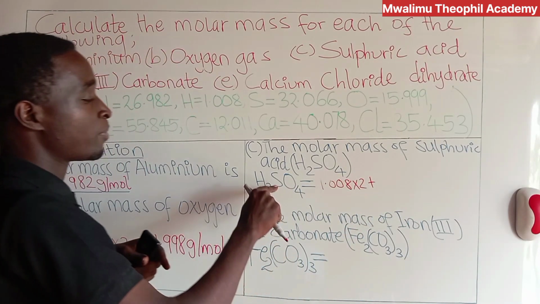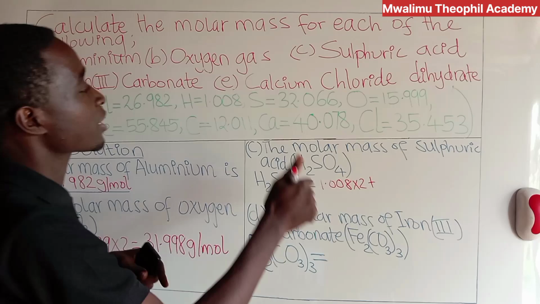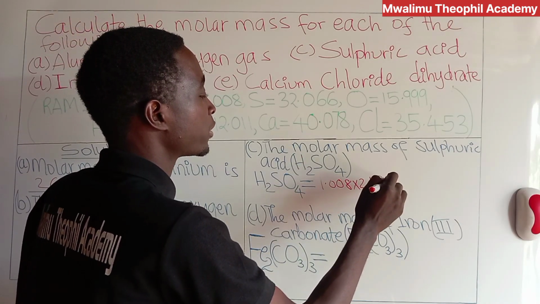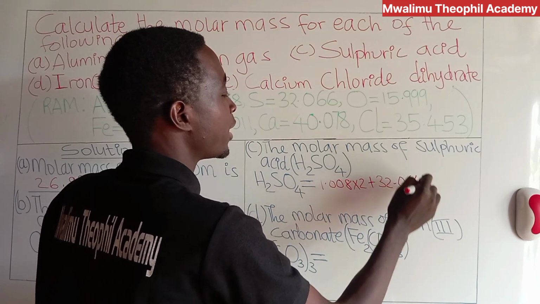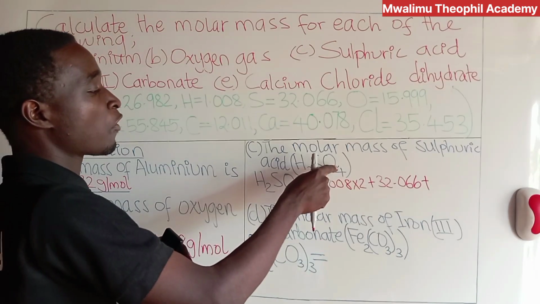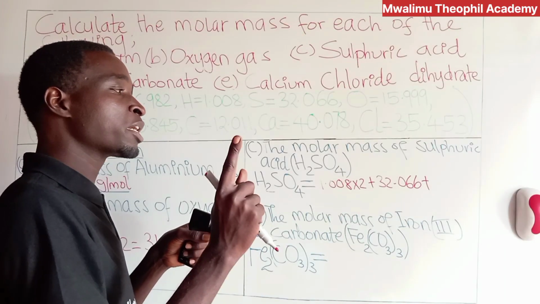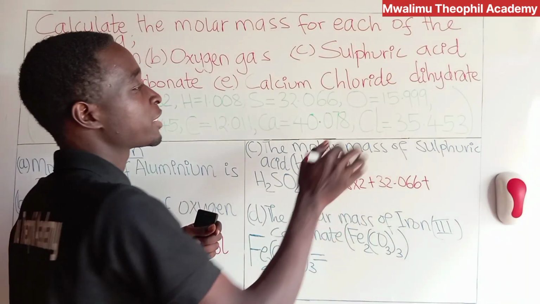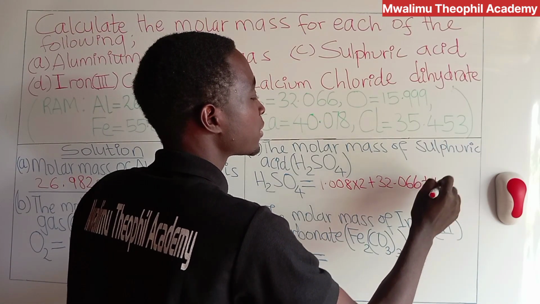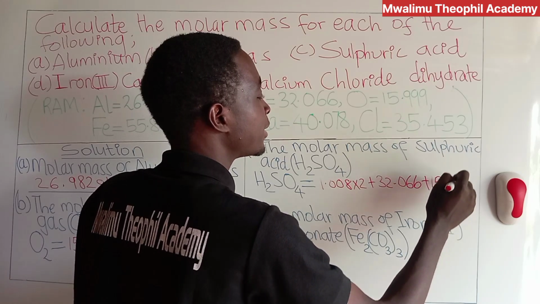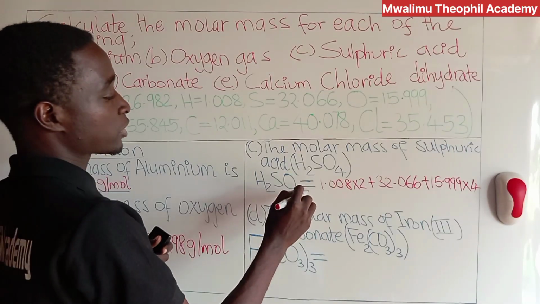We add the mass of sulfur. We have 1 atom here. Sulfur, the relative atomic mass of sulfur, we are given 32.066. We add, here we have 4 oxygen atoms. Now it is the mass of 1 oxygen atom times 4. 1 oxygen atom has the relative atomic mass of 15.999, times 4 because there are 4 atoms. Now, let us compute it.